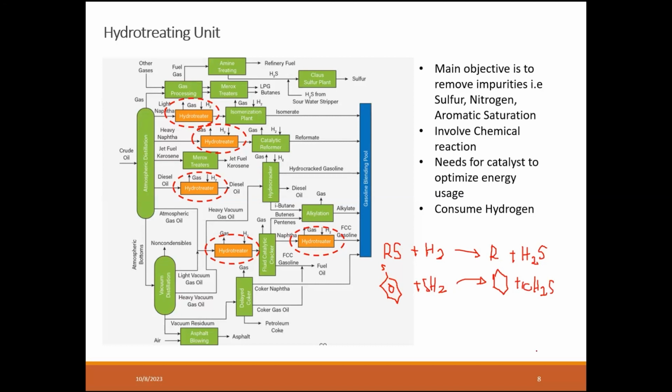Betul. I see. Alright. So for light stuff like naphtha, the aromatic content is maybe not as much. So the hydrogen needed is less compared to the diesel hydrotreater. Okay.